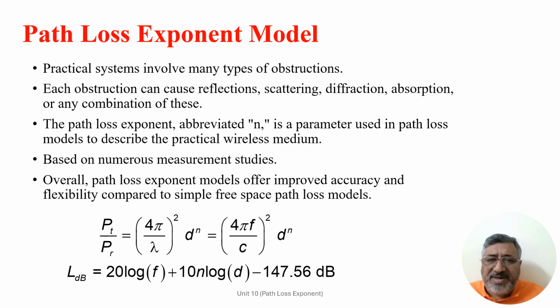It is frequency dependent, and this model incorporates the path loss exponent, which is validated with real-world measurements. As compared to the free space model, it is much better with respect to obstacles and shadowing. So all these factors make this model a relatively improved version of the free space model. In this model, n is estimated by considering many important channel characteristics. Overall, the path loss exponent model offers improved accuracy and flexibility compared to the simple free space path loss model.